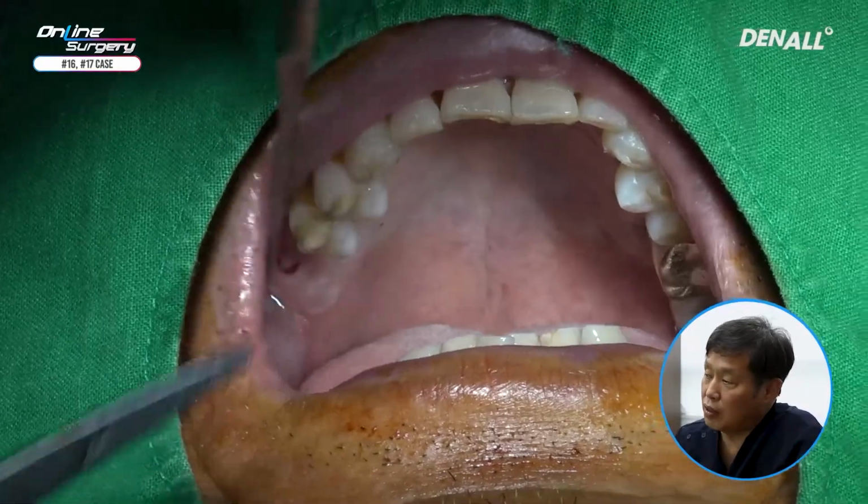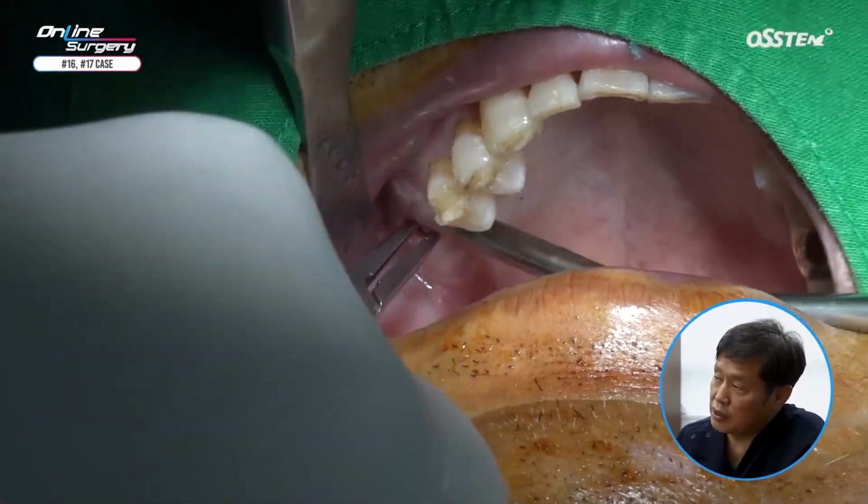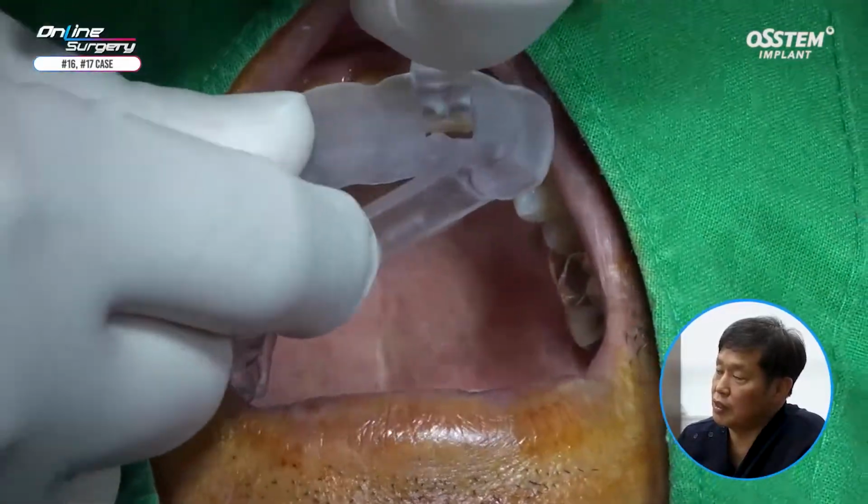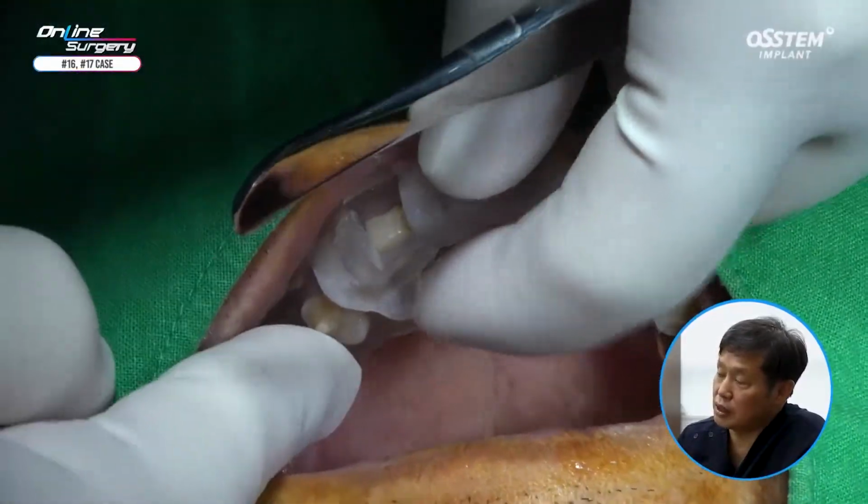The template is removed to check whether the overriding gingiva has been nicely removed. The template is adapted once again.